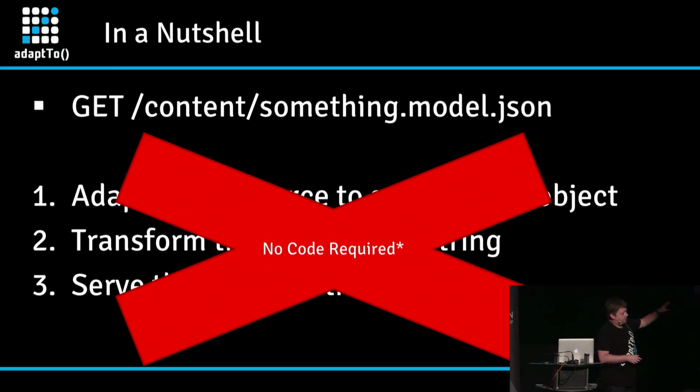So with the Sling Models exporter, you do all this same stuff, but without writing any code, just by adding some annotations. And Sling Models will handle those same 3 steps for you. It'll take the resource or the request, adapt it to your model object, transform the model object into a string, and then serve that up to the client.